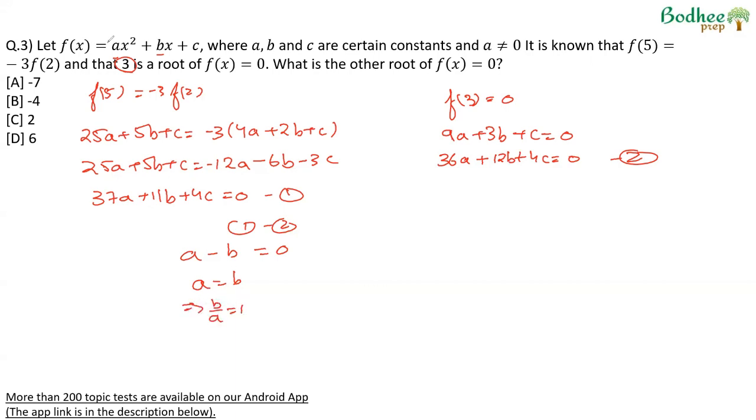Since b by a is equal to 1, here the sum of roots will be minus b by a. Minus b by a will be minus 1, and minus b by a will be nothing but 3 plus the other root. Suppose the other root is alpha. So 3 plus alpha should be minus 1, which will give us the value of alpha as minus 1 minus 3, which is minus 4. So the other root of the equation is minus 4. We did not get the value of b, but we got the ratio of b and a, which gives us the sum of roots. And since one root was known, we calculated the other root.